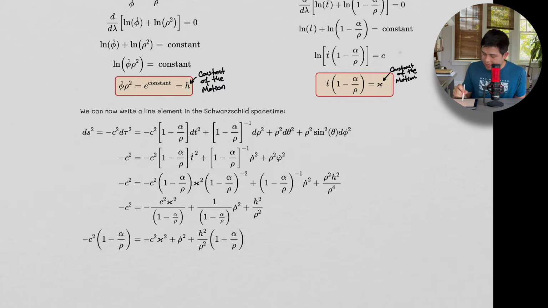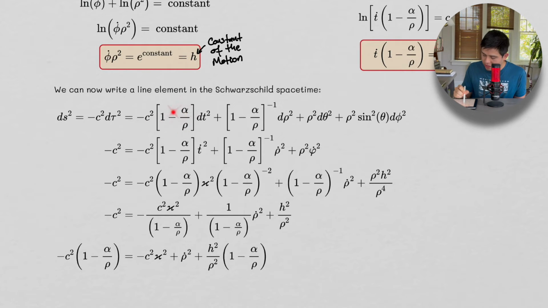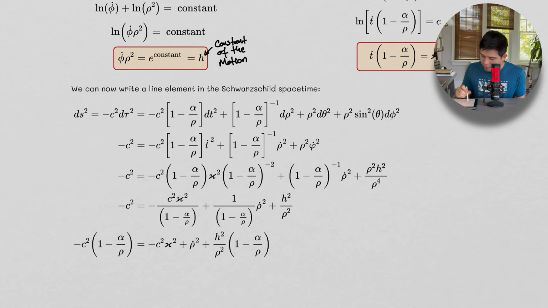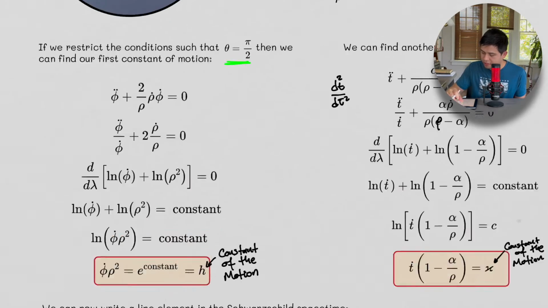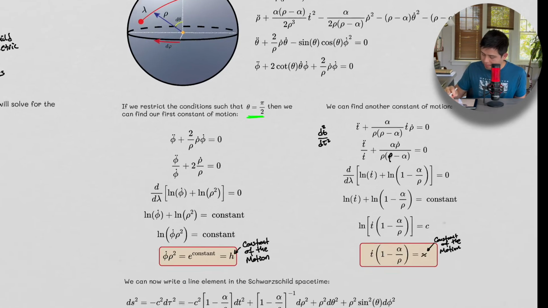We can write a line element in the Schwarzschild spacetime in this way, right? This is just G00, G11, G22, and G33. And we can see that when we divide both sides by this guy here, we get the derivative of time with respect to the parameter. We get the derivative of rho with respect to the parameter, and so forth. This guy here goes away, right? Because we restricted it to be a constant. Okay.